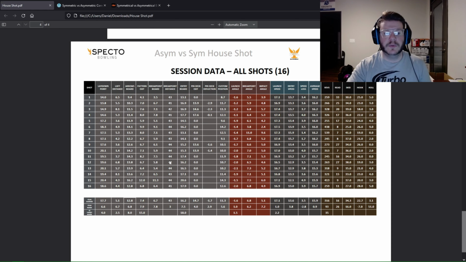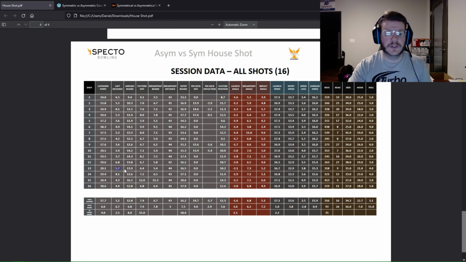It was on the 5.8 board at 42 feet. So now, something else you see is that it entered the pocket. This is what entry board means. It entered the pocket, it hit the pins at the 16.2 board, which means it went pretty light. This is one of the shots that I showed in the video. So now let's look at the next shot.